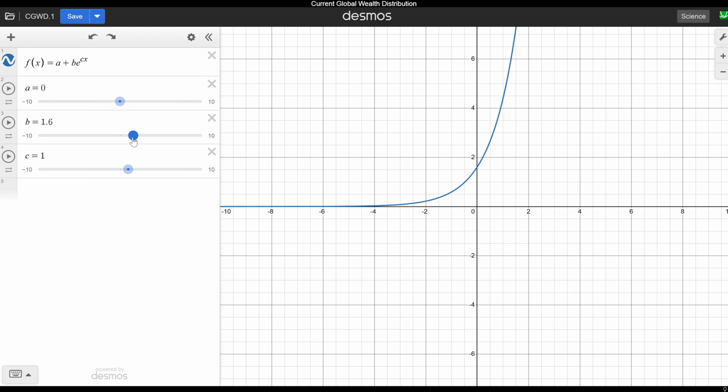Increasing the b value scales or stretches the function vertically. Decreasing shrinks the function until we get to negative values, which flip the function over the line y equal a. Here a is 0, so it flips over the x-axis. The c value is the growth or decay rate of the function. Growth for positive c values and growing faster for larger c values, and decay for negative c values, decaying faster as c gets more negative.